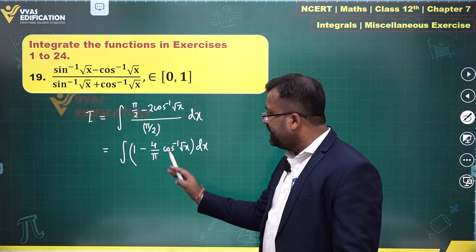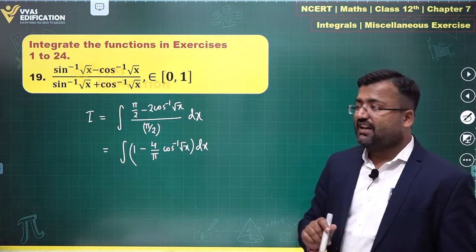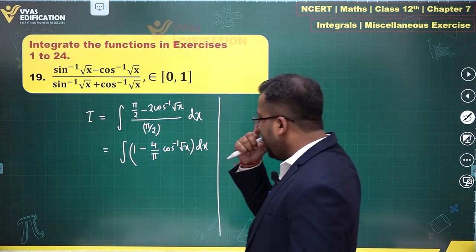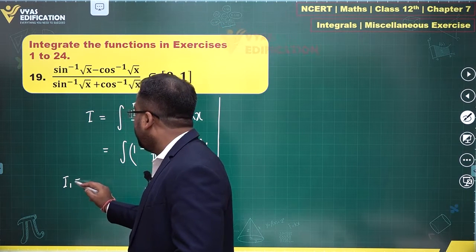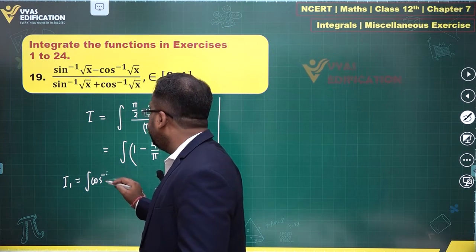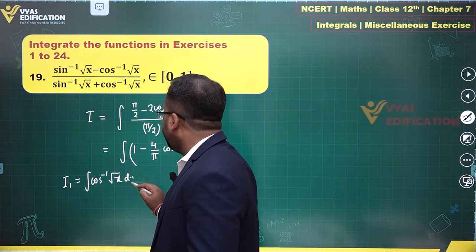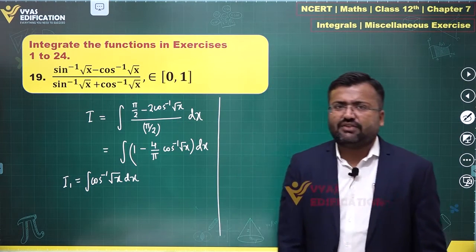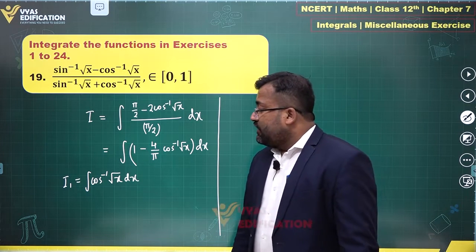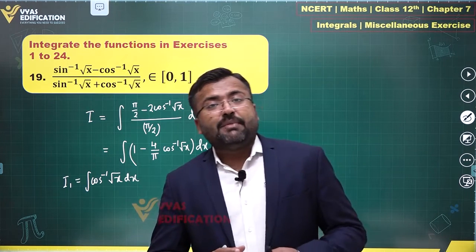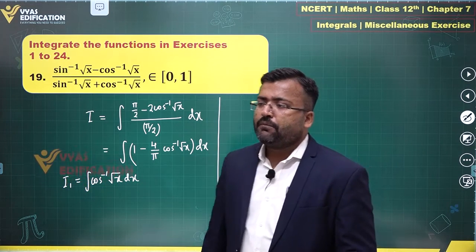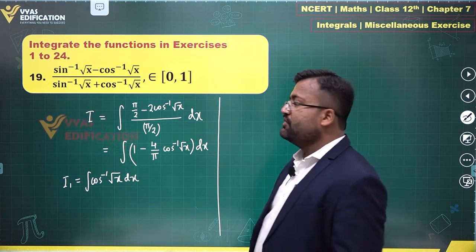We are interested in this cos inverse root x integral. So let's try to find this integral somehow. Let's focus on I1. If you can find this, then life would be very easy, right? You'll be able to get I very easily after that. So this is cos inverse root x. One of the ideas is to apply by parts directly, taking the first function as this and the second function as 1. Or another idea could be to use substitution first.